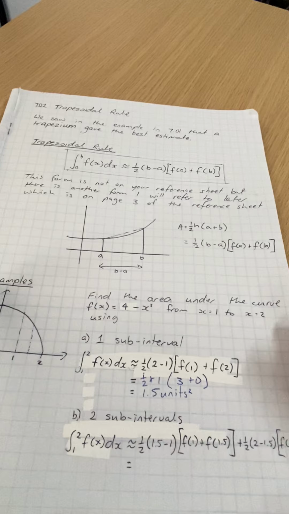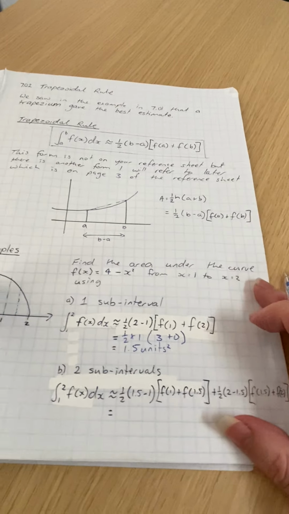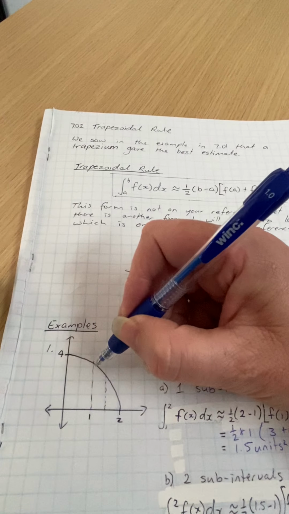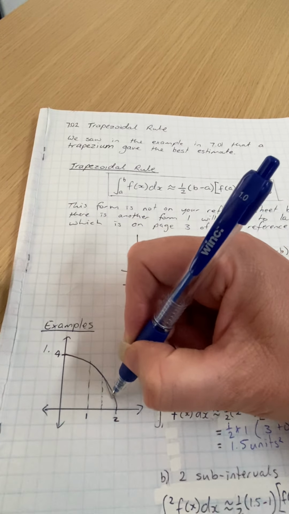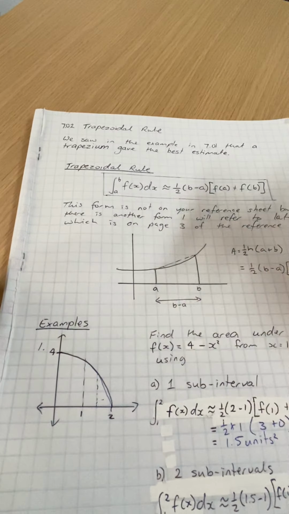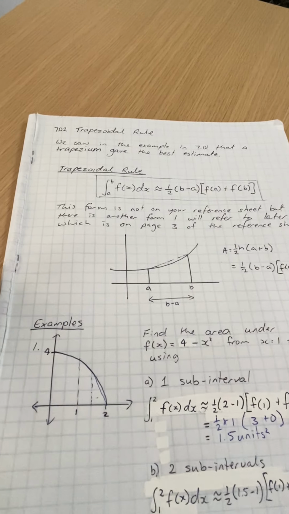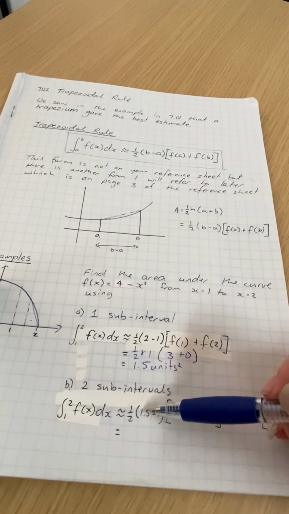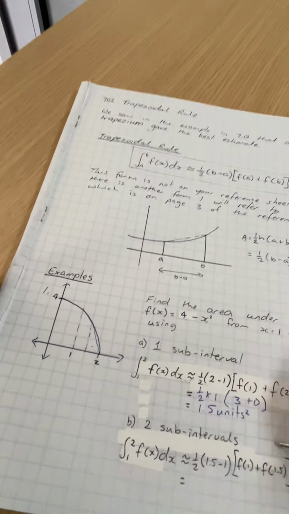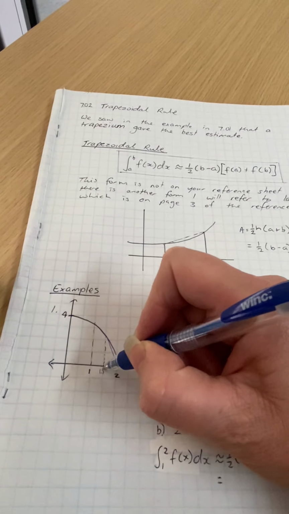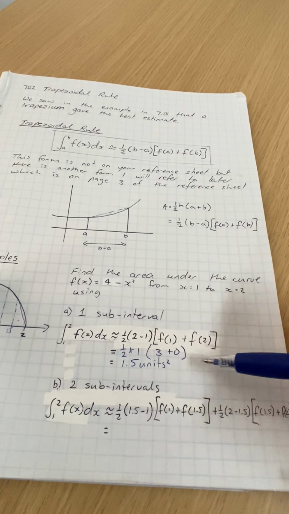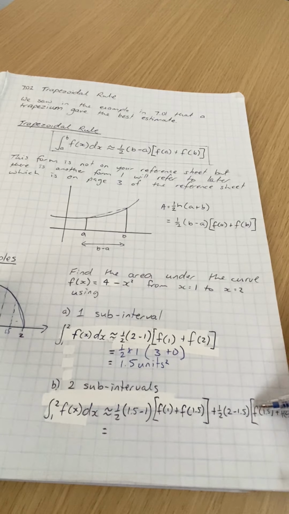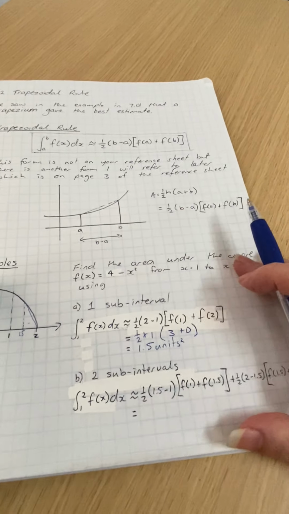I'm going to do the same example again using what we call two subintervals. So that just means dividing it into two trapeziums. That's why I've drawn this line up the middle. So one trapezium there, one trapezium there. That second trapezium is actually a triangle, but we're still using the trapezium formula. So you can see down here, in this case my b minus a is 1.5 minus 1. There's 1.5 there. Half 1.5 minus 1, f of 1 plus f of 1.5, plus half 2 minus 1.5, f of 1.5 plus f of 2.